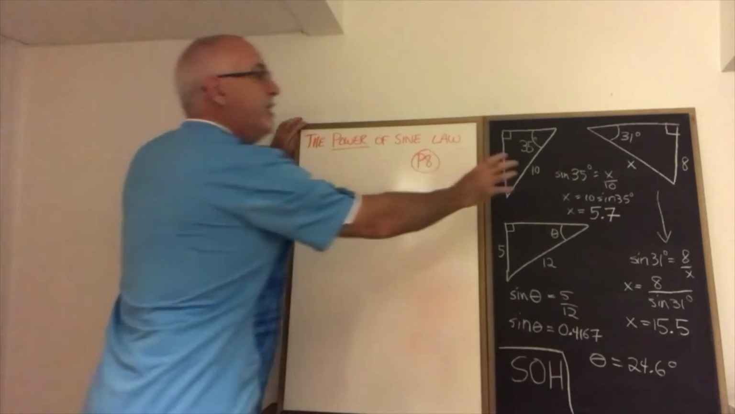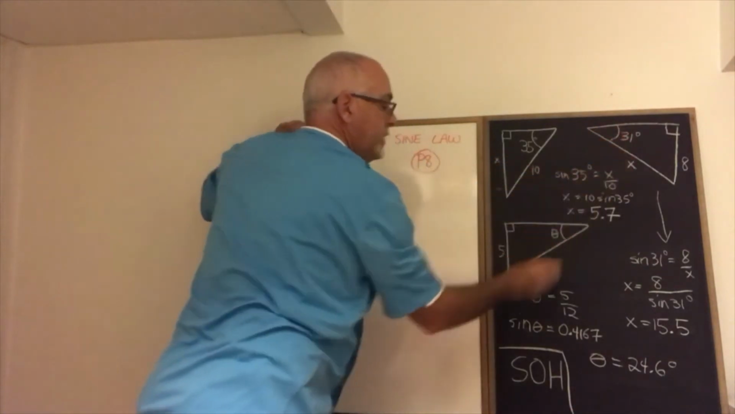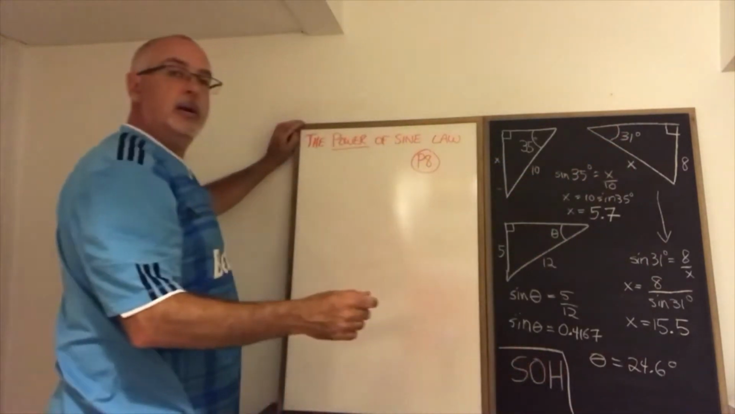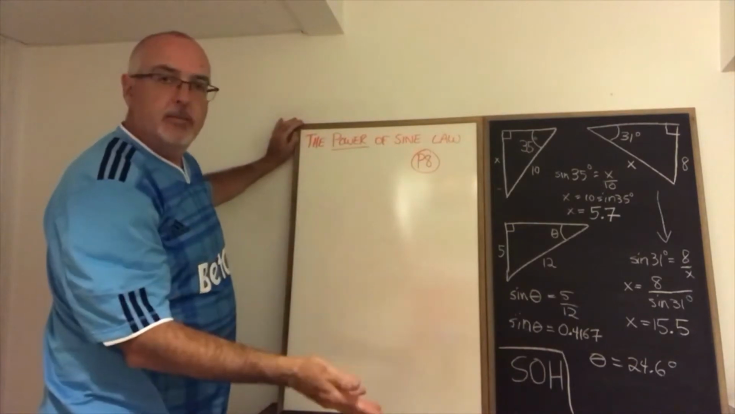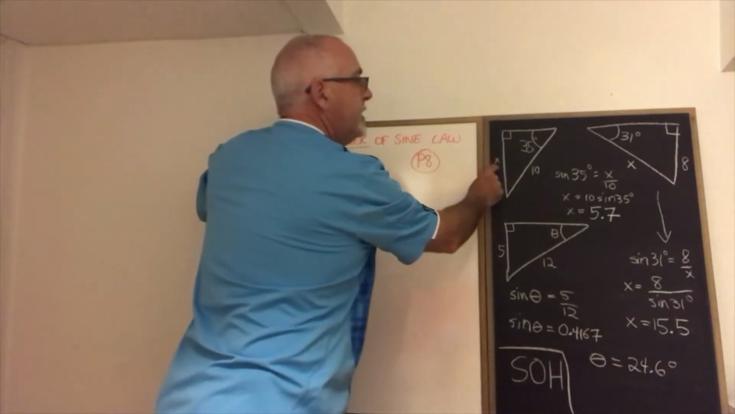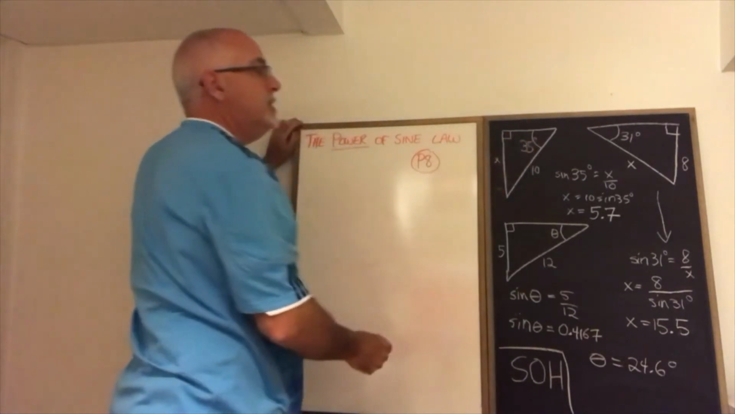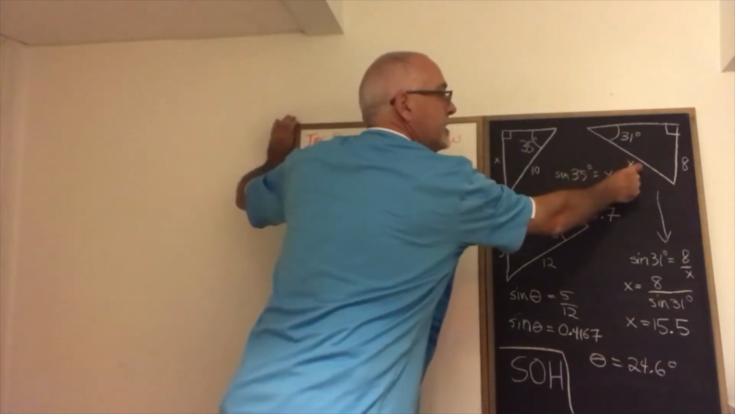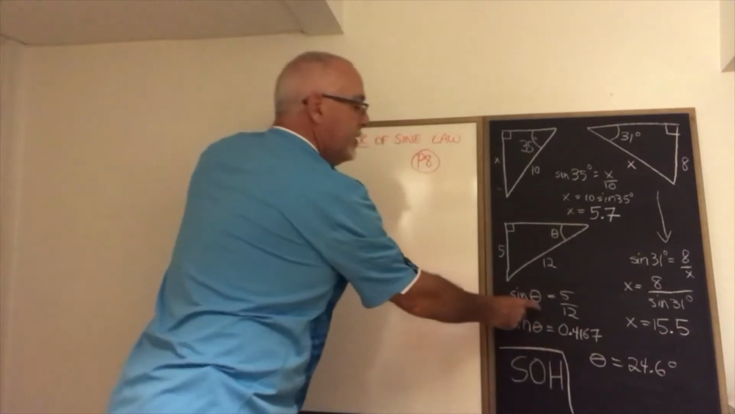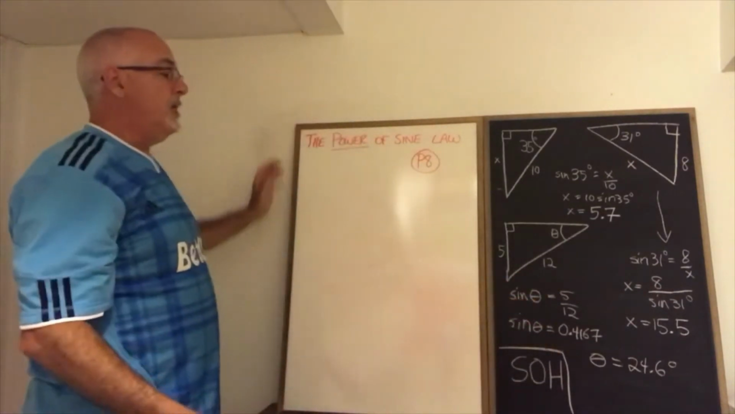Here I have three examples of use of the SOH formula, all three different ways it can be used. In the first example, the unknown is the opposite side from the angle I'm using. In the second, the hypotenuse is the unknown. And in the third, it's the angle itself that's the unknown.